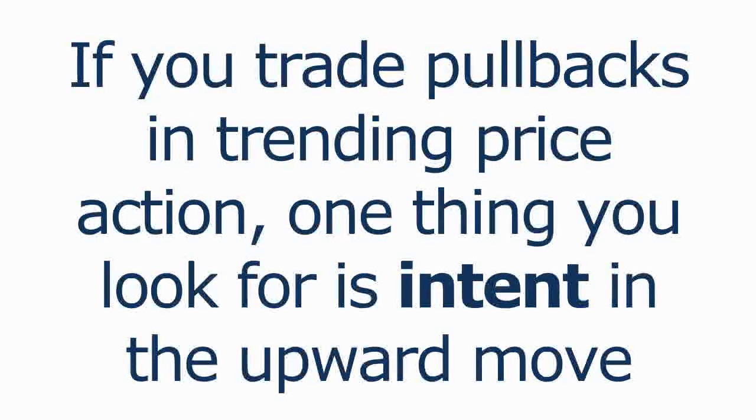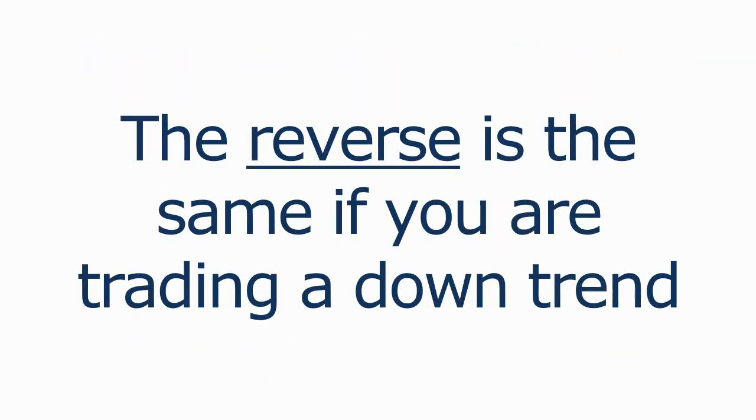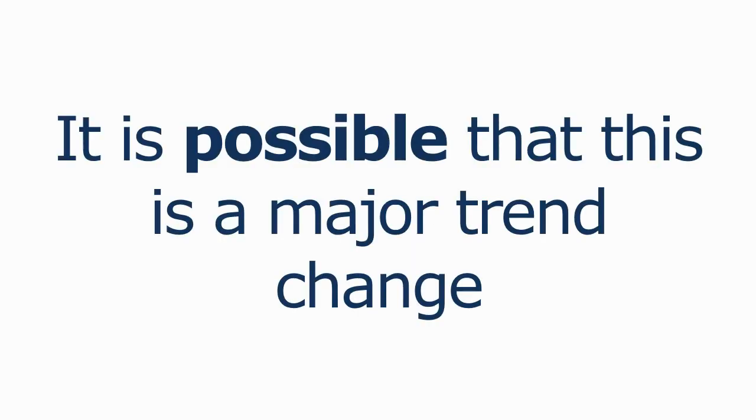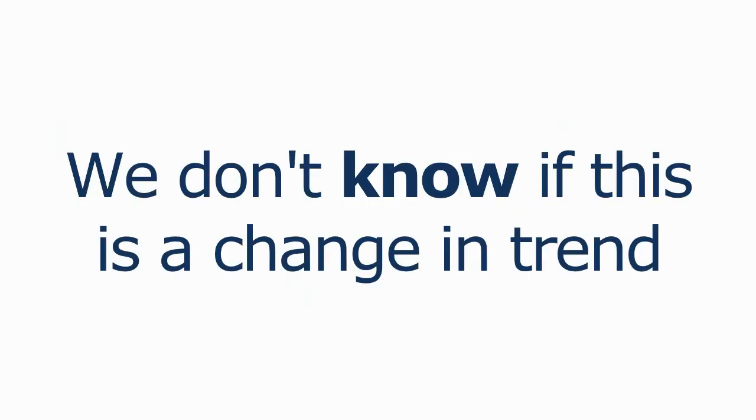And if you trade pullbacks in trending price action, one thing you look for is intent in the upward move. And the reverse is the same. If you're trading a downtrend, you want a strong impulse leg going short. If you look back at this graphic, we actually have a strong move in price to the downside, and that fulfills our condition of a strong impulse leg. It is possible that this is a major trend change, and shorting the first pullback here could be a great trading play. We don't know if this is a change in trend, but we can certainly short this type of market and be conservative with our price targets or risk.